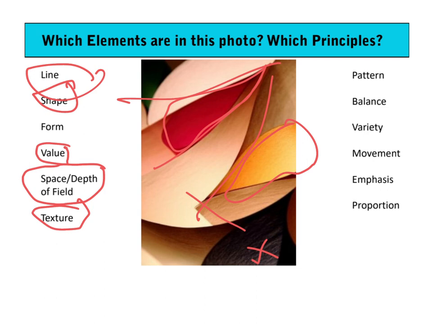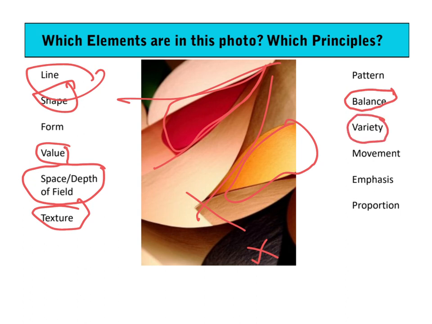Now we're getting to the principles. Pattern, I don't really see a pattern. There's not a predictable pattern of what's going to happen next. Balance, we can still circle it, but I would say this is an asymmetrical balance. Nothing can be folded in half and equal on both sides.